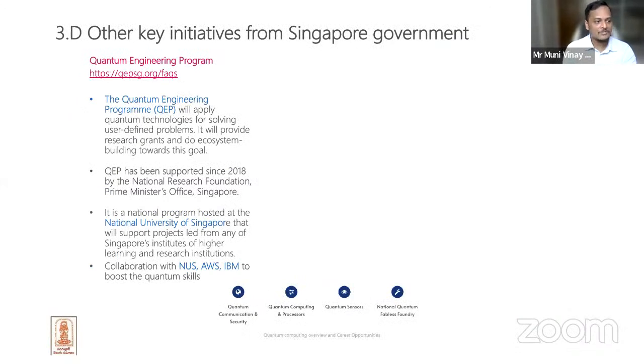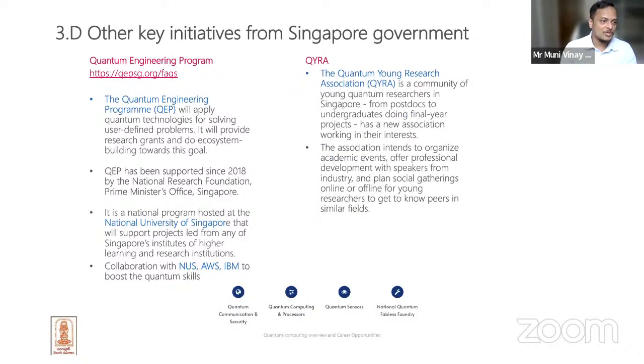And then this particular organization also collaborates with NUS, AWS, and IBM to boost quantum skills in Singapore. So the SUTD course that you saw is one way. It's part of the same collaboration that we're talking about here. And then it also has another spin-off called KAIRA, the Quantum Young Research Association. It's a community of young quantum researchers in Singapore, from postdocs to undergraduates who are doing their final year projects. They can be part of this association, and they organize academic events, give them use cases to solve, speak to the industries, plan social gatherings, and basically motivate these young researchers to accelerate in their quantum topics.